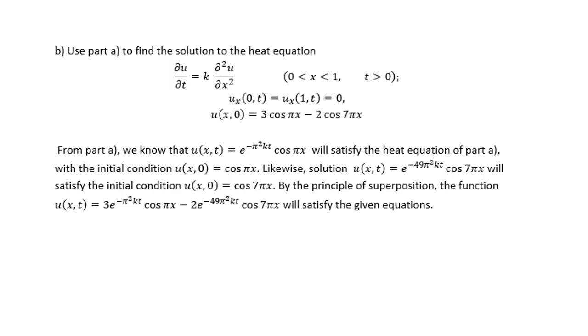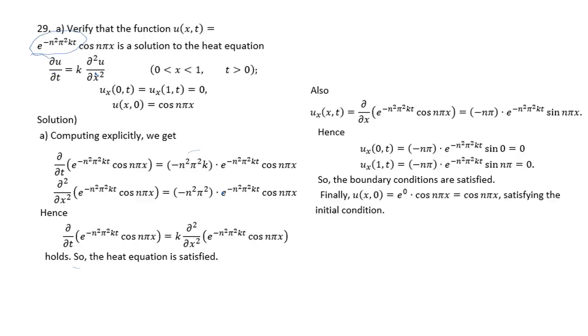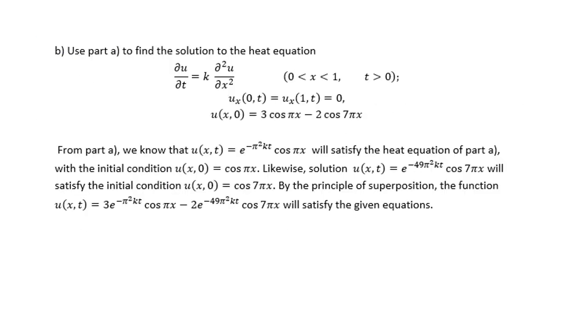Now, however, this second part of the question is more interesting. See, we know from the first one that it's e to the negative n squared pi squared k t times sine n pi x, actually, sorry, cosine n pi x is the solution in the case when you had the initial condition as cosine n pi x, right?